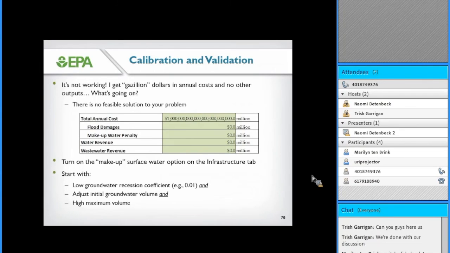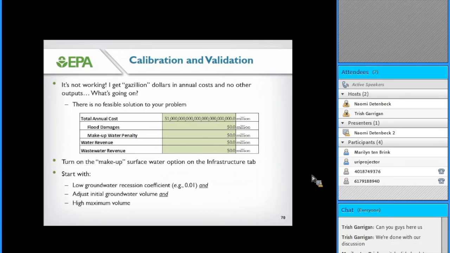It could also be that you're running out of groundwater. Your groundwater recession coefficient may lead to a response that's too flashy. You may have insufficient groundwater in your system at the start of the simulation or during the simulation. So these are suggestions on how to resolve the issue to get a working run to play with and make further adjustments.